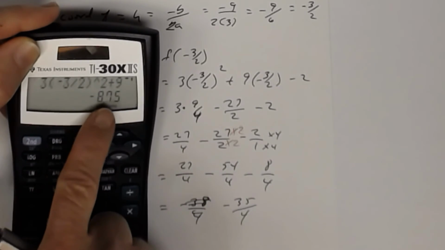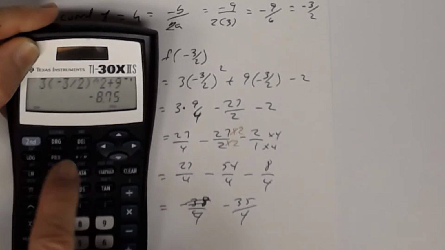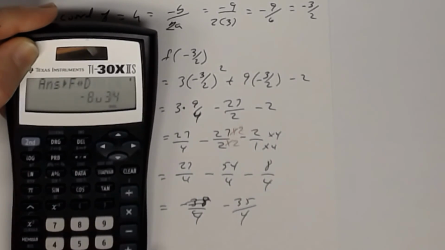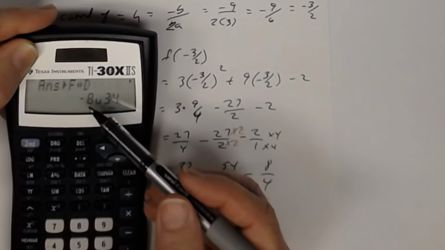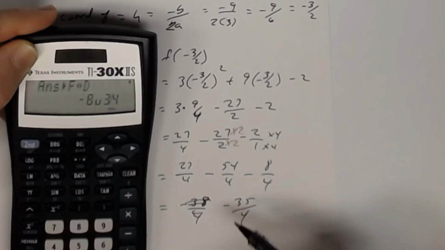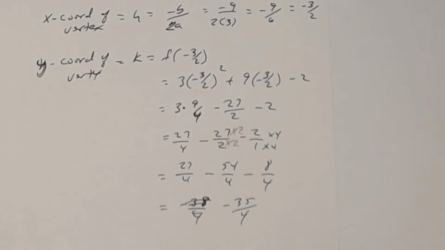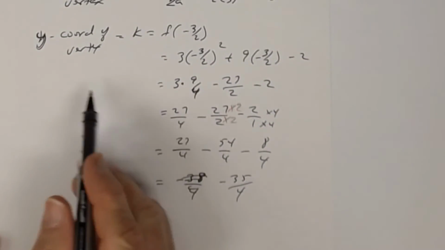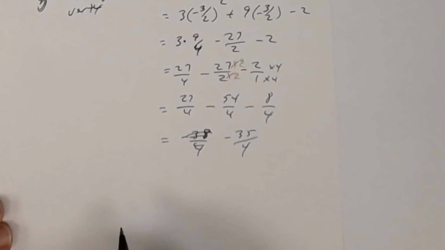All right, so change that back to a mixed number. So second PRB, press equal, and you get negative 8 3/4. So remember, 4 times 8 is 32. 32 plus 3 is 35. So you get a negative 35 fourths. All right, so there's your y coordinate of your vertex. So that's k. So now we have the answer.